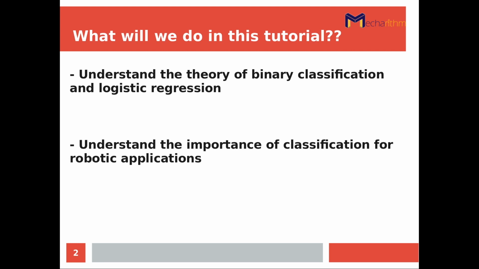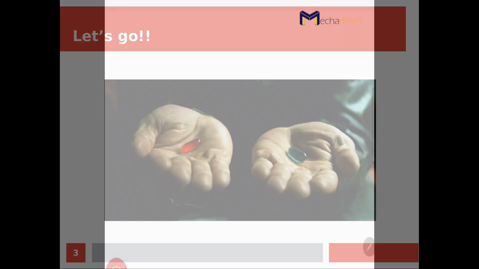So what are we going to do in this tutorial? We're going to understand the theory of binary classification and how we're going to use logistic regression to solve that problem. We are also going to understand the importance of classification for robotic applications, since a lot of robotic applications and self-driving applications rely heavily on classification and detection in order to navigate more complex autonomous system schemes. So, let's go. So now we're going to deal with a new problem known as binary classification.